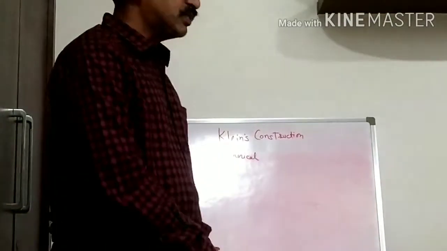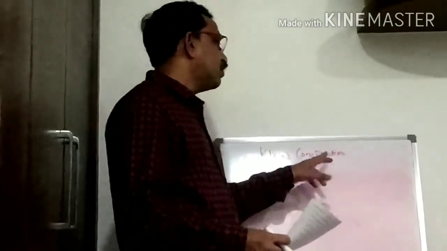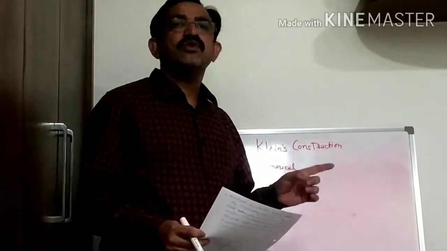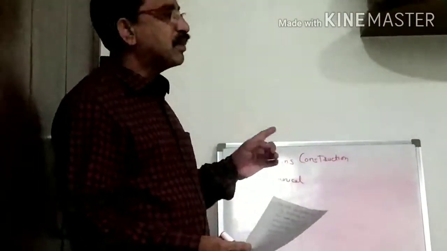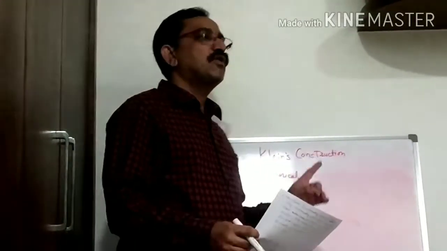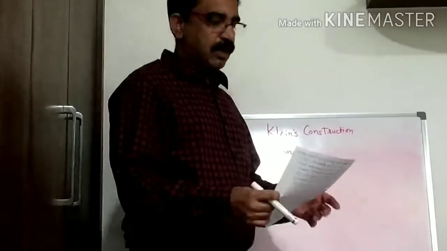Now in this last session, we will solve a numerical based on Klein's construction. Also, in this, the crank is rotating with non-uniform angular velocity. So when the crank is rotating with non-uniform angular velocity, you have to consider two components of acceleration, that is radial and tangential. Now the problem is what?